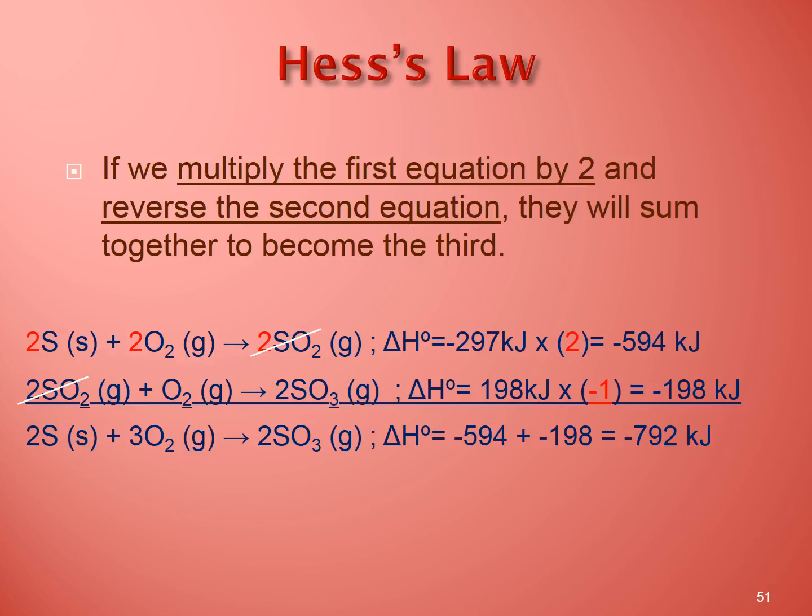Okay, so now if I add those reactions together, everything on the left-hand side of the arrow, I have 2S plus 2O2 plus 2SO2 plus another O2 are all on the left. And then on the right, I have 2SO2 plus 2SO3. So the 2SO2s can cancel, and then I can add the O2s together to get 3 O2s. And so now I have the reaction that I'm looking for. Well, how do I get the delta H for the final reaction? I have to add together the delta H's for the two reactions that I manipulated. And so the delta H for the overall reaction is negative 594 plus negative 198, which gives me negative 792.